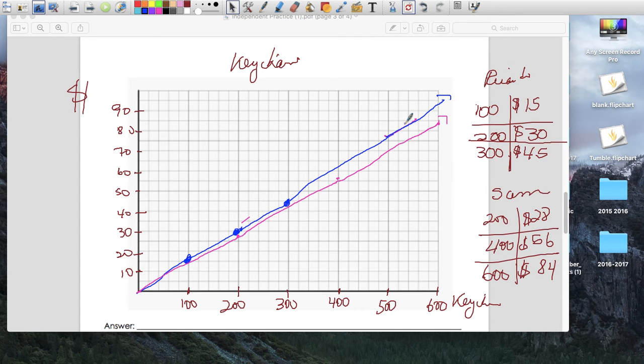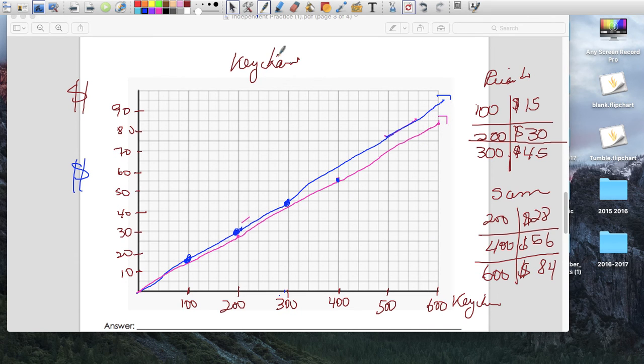So you know that, and if you can, how do we compare? Well, let's just pick a number here. Let's pick 300 keychains. At 300 keychains, who paid more? Ricardo paid more, so this is money, right? At 400 keychains, Sam paid less. I can tell right here, because it's about 50 something, and Ricardo is above 60. So you can tell that the cost for Sam is much lower.